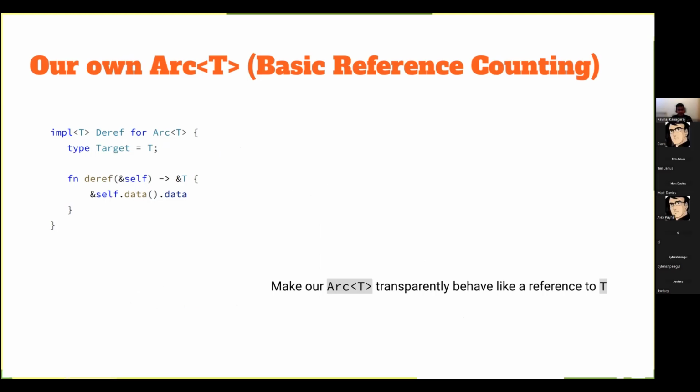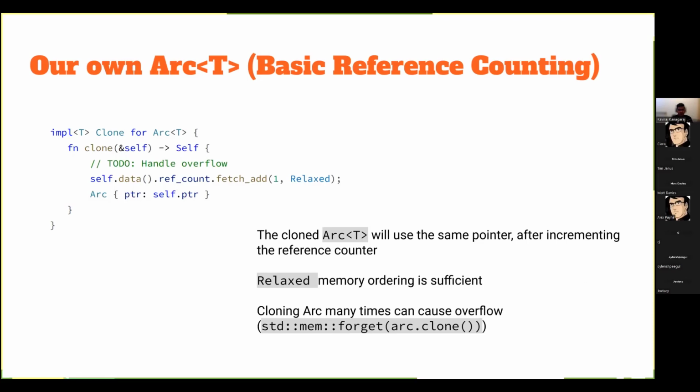Next is Deref. This is so that whenever you have an instance of Arc<T>, you should be able to access T transparently. We just implement this one, and note we just call this private data function here and return this dot data, which is a shared reference to the type itself. So this all looks good.